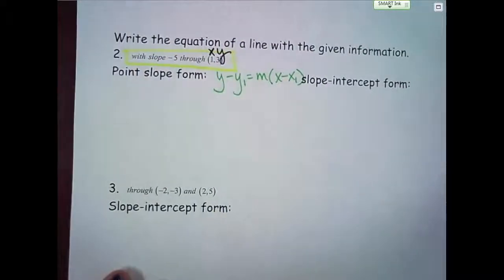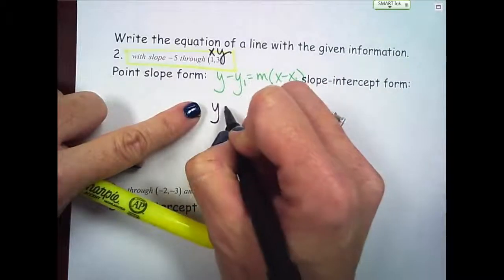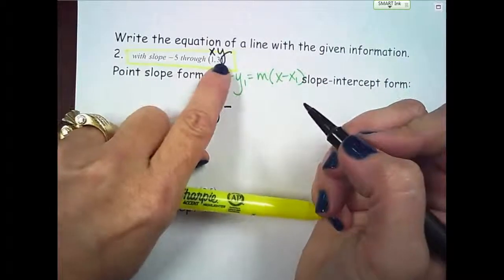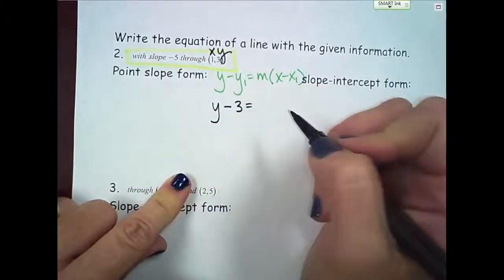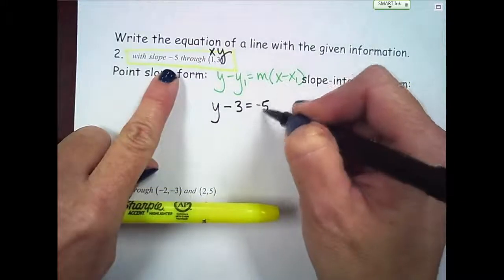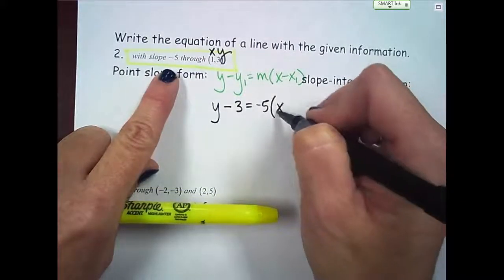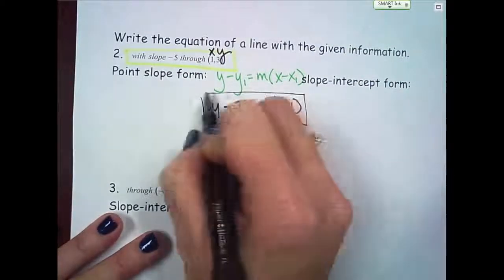Let's try it. The more you do it, the better you'll get. So I write y minus whatever the y is. So that's a 3 this time. It's called point slope because we need to use the point. M is my slope, -5, times x minus 1. There you go, you're finished. That easy.